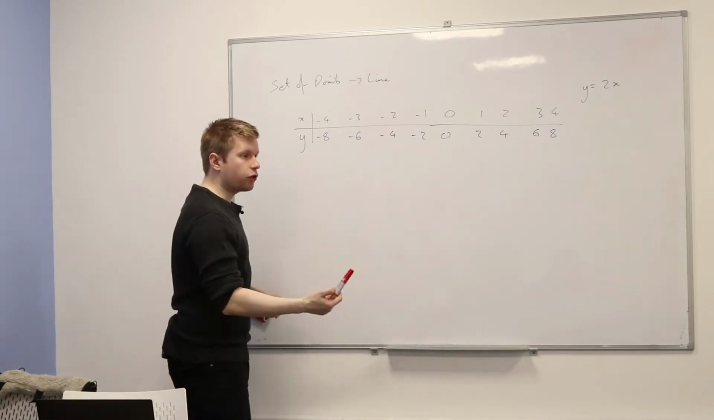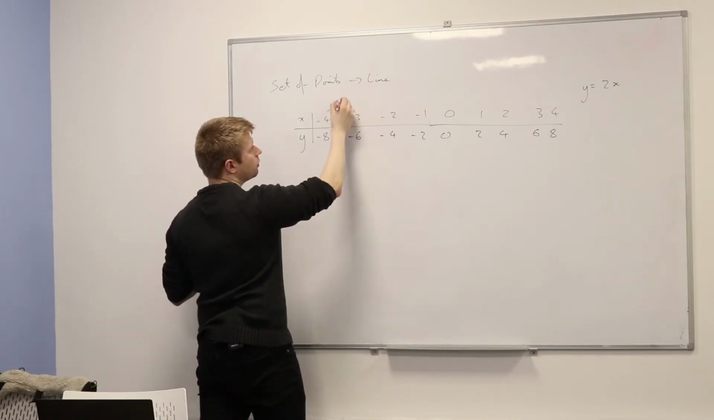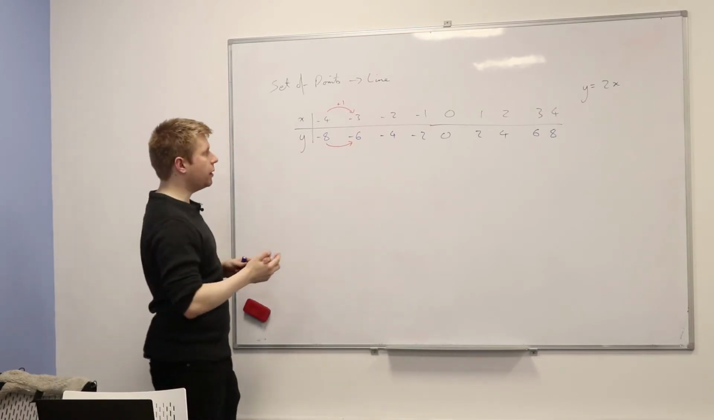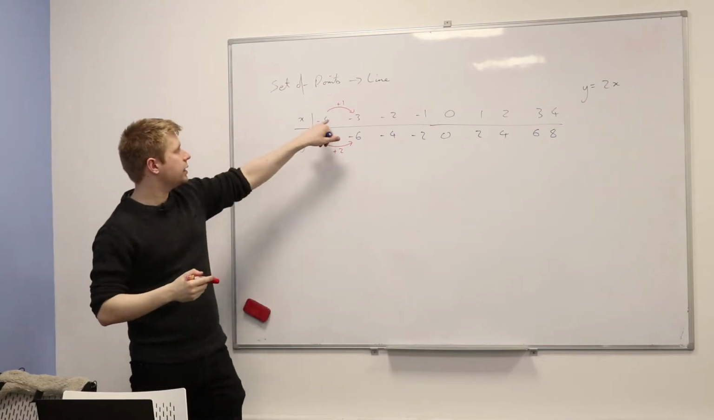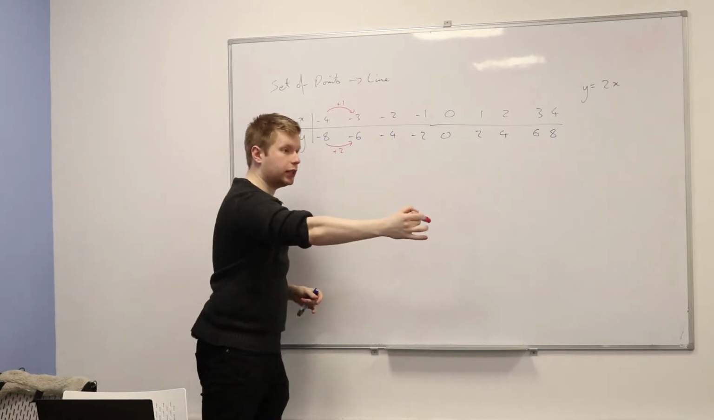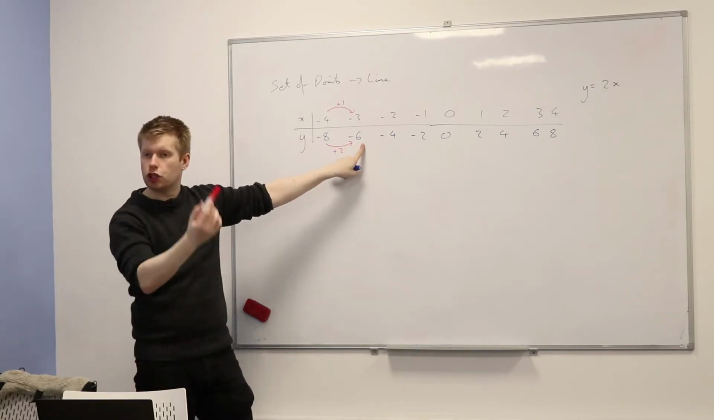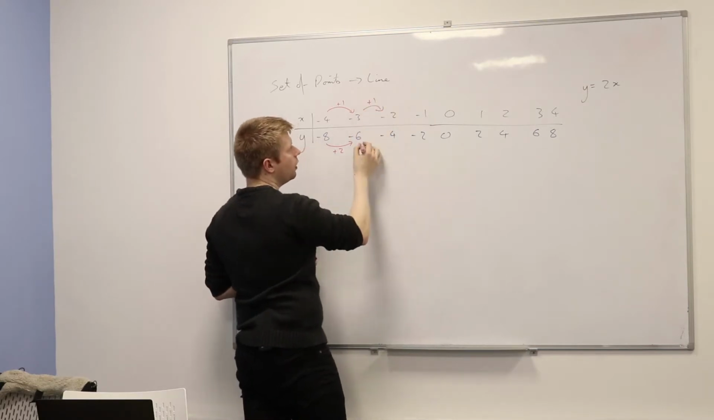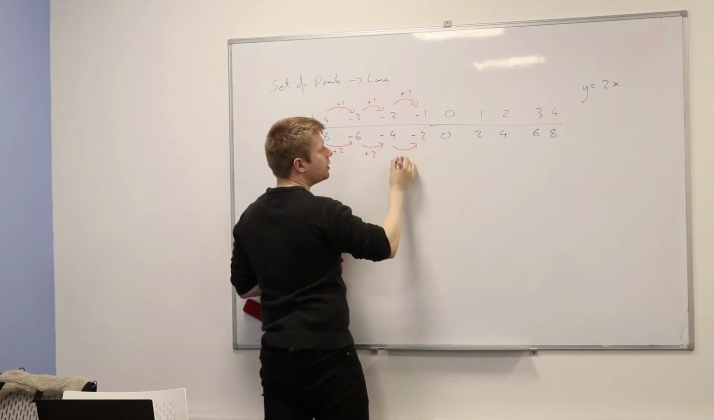So remember, the definition of gradient is, if I move across by 1 in this direction, how many do I move up or down by? How many? 2. Yeah? Because if I move from -4 to -3, that's moving 1 across in the positive x direction. I'm going to move from -8 to -6, which is 2 up. Does that make sense? And I can keep going. So every time I move across by 1, I move 2 up, across by 1, 2 up, and so on.